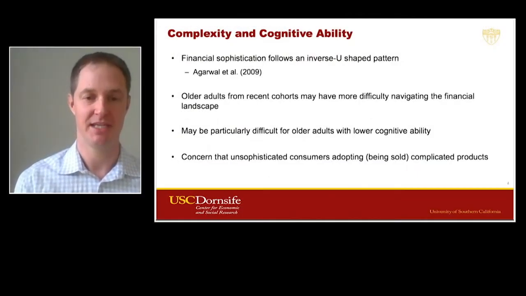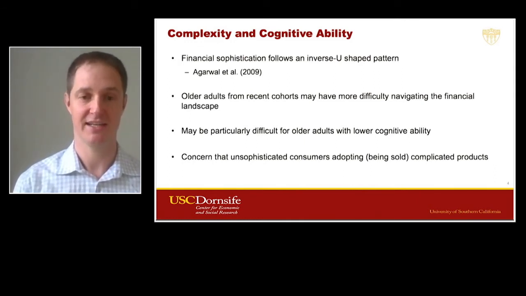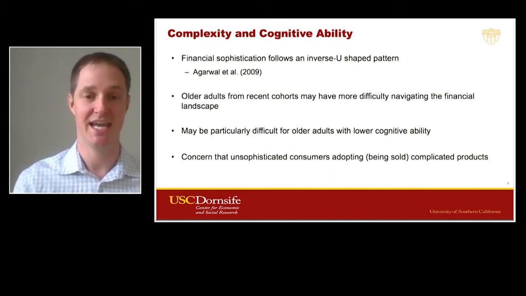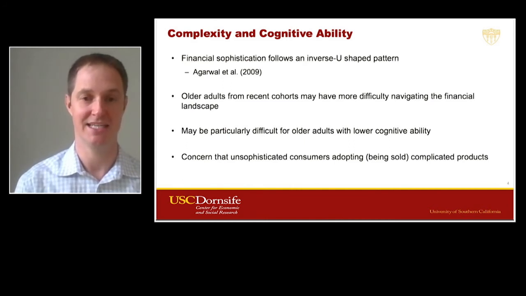So older adults may have particular difficulty navigating these increasingly complicated financial environments, as Agarwal et al. suggest that financial sophistication peaks in midlife and then declines thereafter. And we may expect these difficulties to be particularly acute for those with the lowest levels of cognitive ability. And broadly, as Susan mentioned, there's been concern that with the increase in financial complexity, there may be widespread mis-selling of these newly complicated financial instruments to individuals with lower cognitive ability, such that they're being pushed into debt instruments they don't understand, and this may lead them to becoming highly indebted.